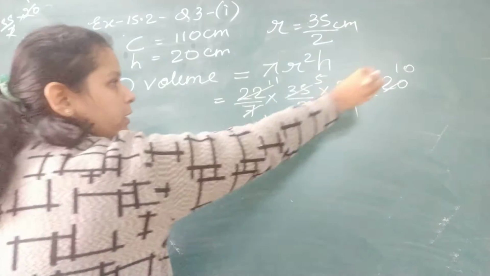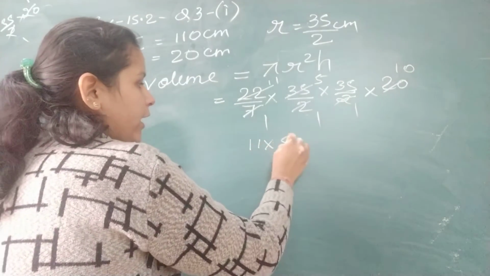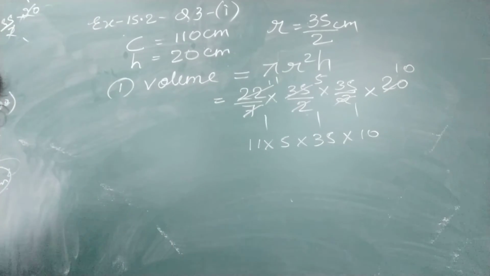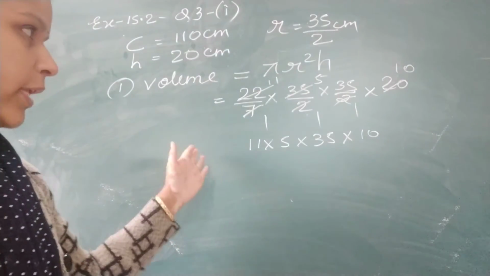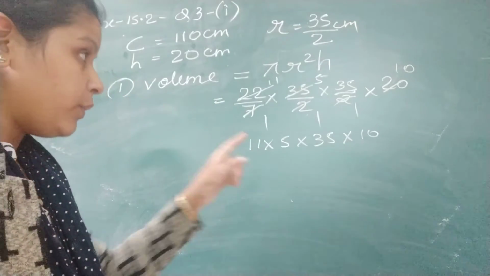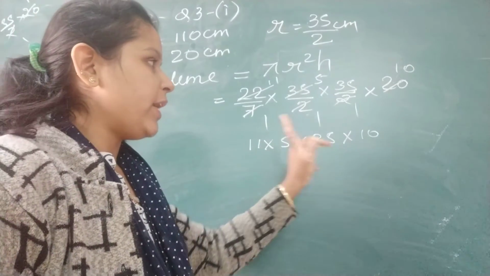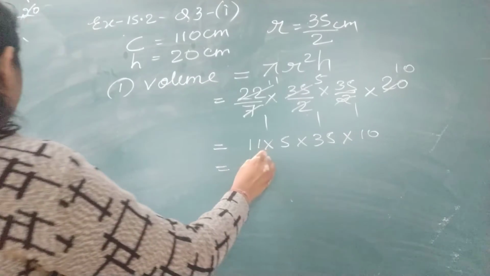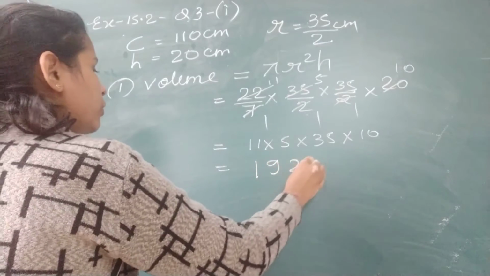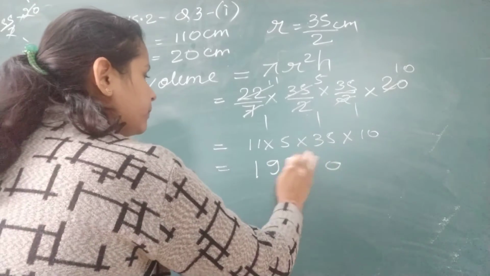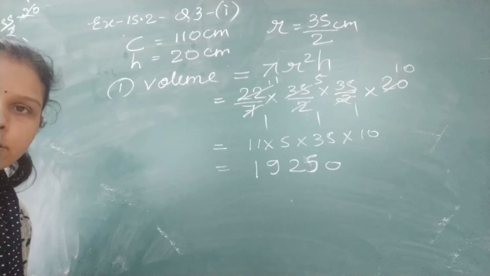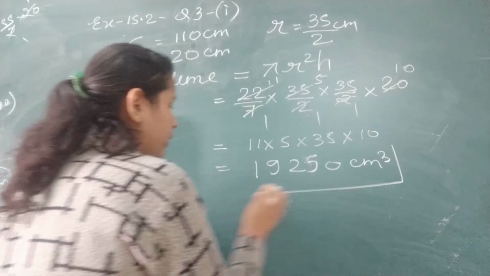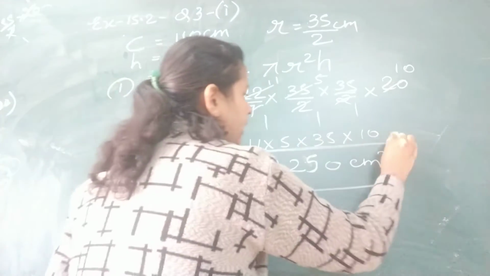So what do you get here in the numerator? 11 into 5 into 35 into 10. And 1 is there in the denominator, so there is no need to write 1 here. So what do I get is 11 into 5, 55 into 35 into 10. When you multiply these numbers, you will get the answer as 19250. Okay? And since we have found the volume, the unit becomes centimeter cube. This is the volume of the cylinder.